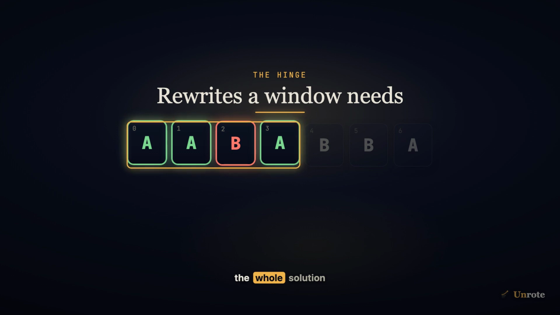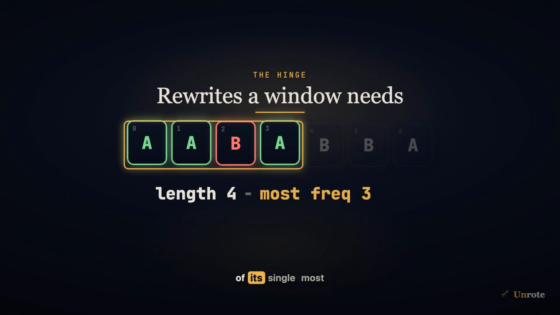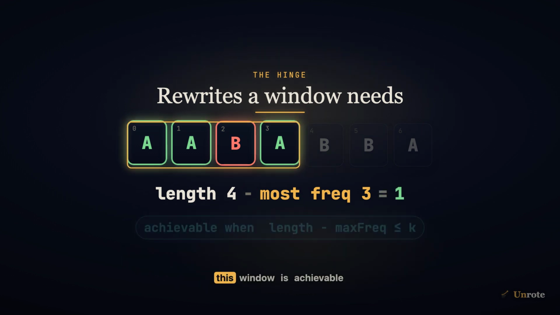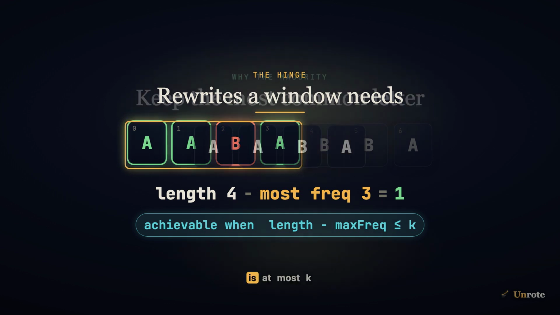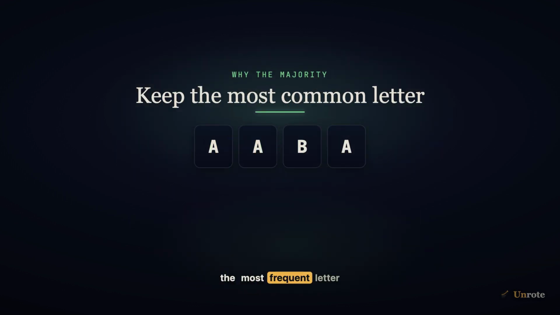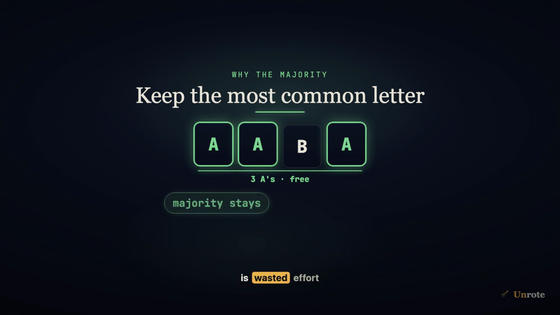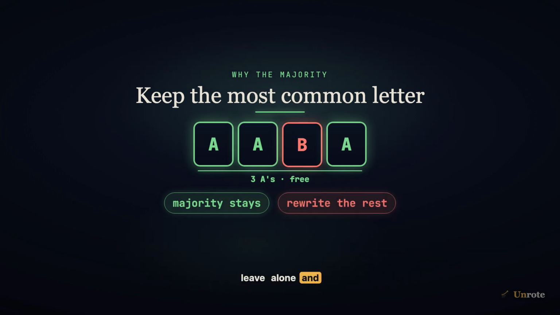Here's the hinge the whole solution turns on. Take any window. The letters you must rewrite is its length minus the count of its single most frequent letter. You keep the majority and overwrite the rest. So this window is achievable exactly when length minus that top count is at most k. Why the most frequent letter? Because rewriting is wasted effort otherwise. Whatever letter already shows up the most, you leave alone, and every rewrite goes to converting the others. Fewest rewrites, biggest run. The top count is the part you get for free.